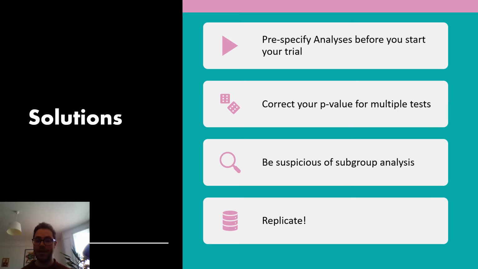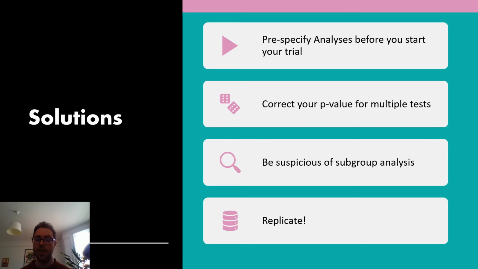You can correct your p-value for multiple tests. There's various different ways of doing this that I won't go into too much detail, but the simplest one is to divide 0.05 by the number of tests you're doing. That's not the best way to do it. It's called the Bonferroni correction. And there's other better ways of doing it.